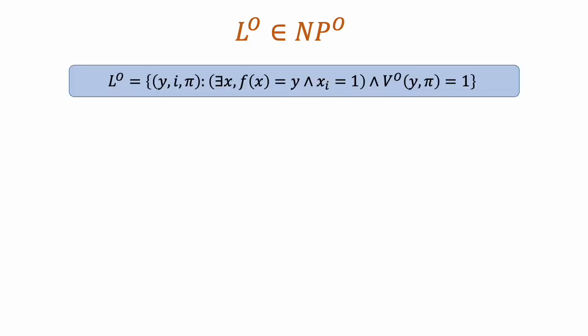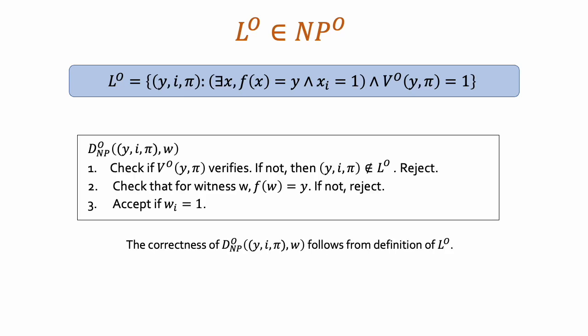So let's first see that our language L actually belongs to NP. Here is our NP decider that takes as input the instance y, i, and pi and the witness w. It does the following three checks. It first sees if the NIZK verification goes through. Then it checks if the witness w is indeed a correct pre-image of y with respect to the injective one-way function f. And finally, it sees if the ith bit of the witness is 1. If all these three conditions go through, then it accepts, otherwise it will reject.